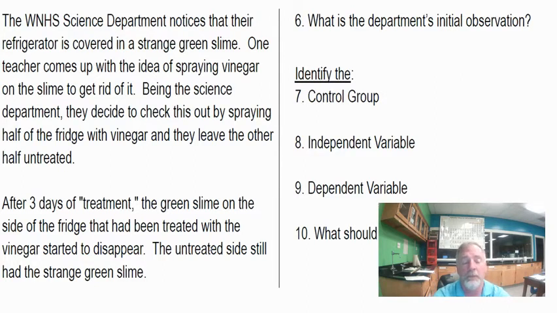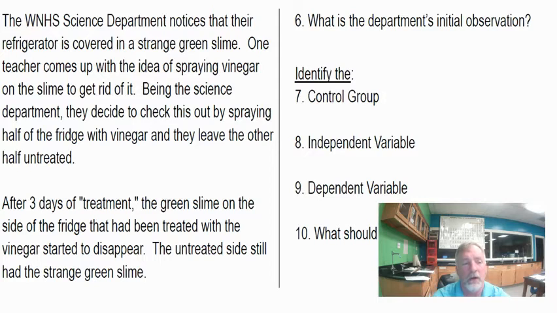Being the science department, of course we're going to run an experiment. So we're going to check this out by spraying half of the refrigerator with vinegar, and the other half we're not going to do anything to. After 3 days of treatment, the green slime on the side of the fridge that has been treated with the vinegar started to disappear. The untreated side still has that strange green slime. So what is our department's initial observation?